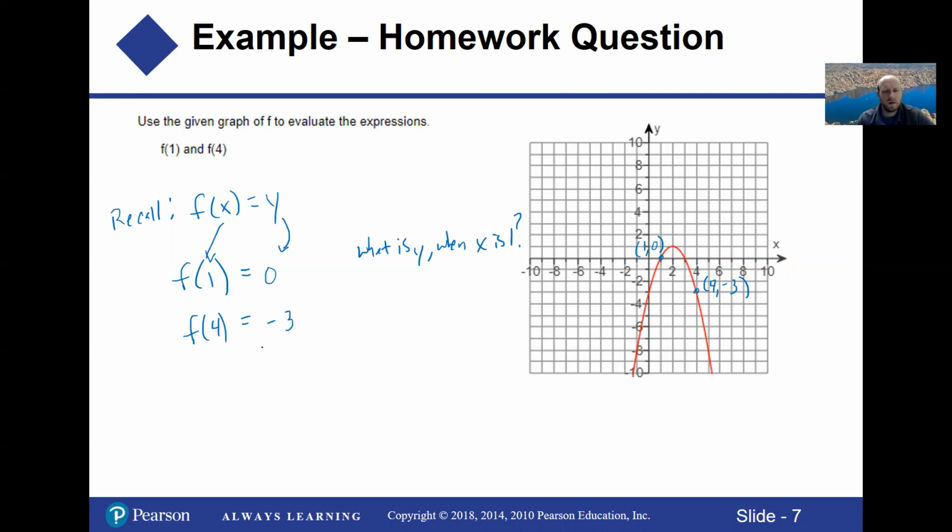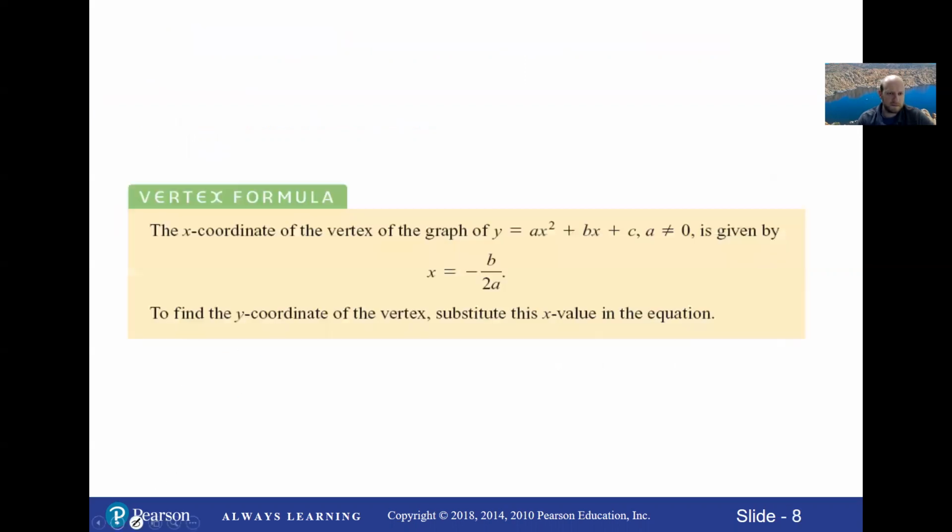So when x is 4, y is -3. All right, next thing we're going to get into, before we get into working with that equation of a parabola, is the vertex formula. Okay, so this is a formula. And it even says it here.